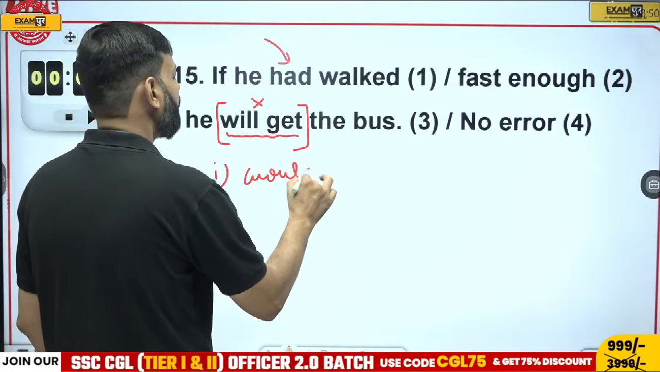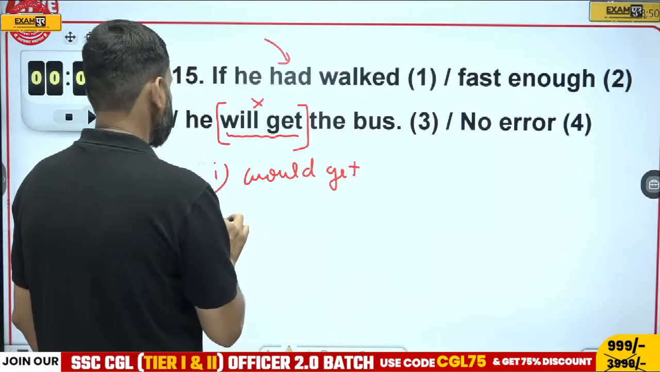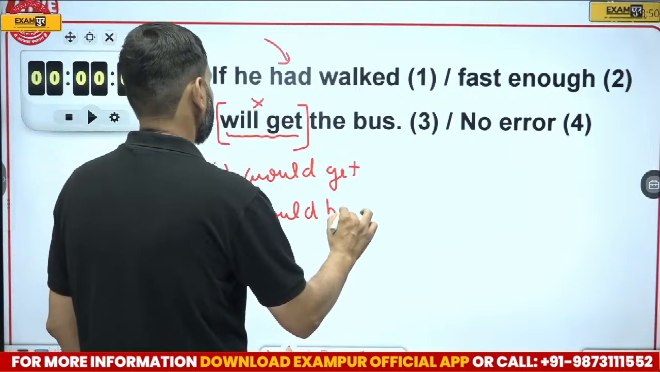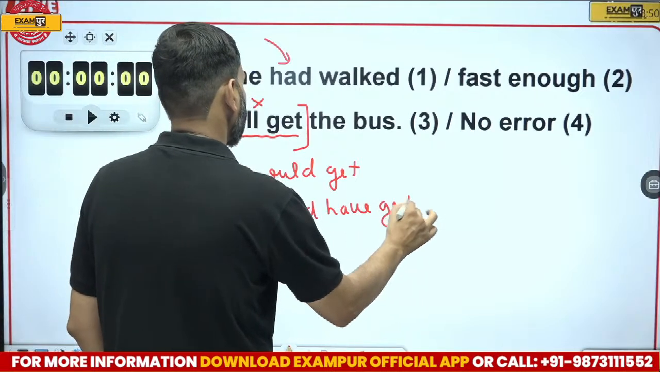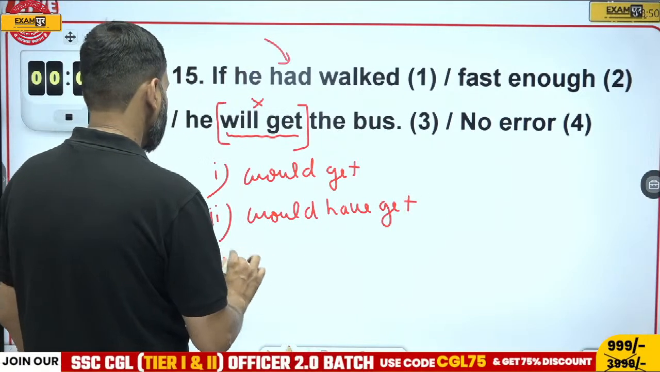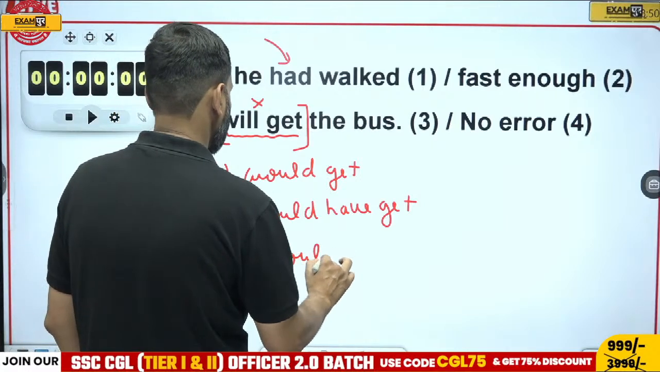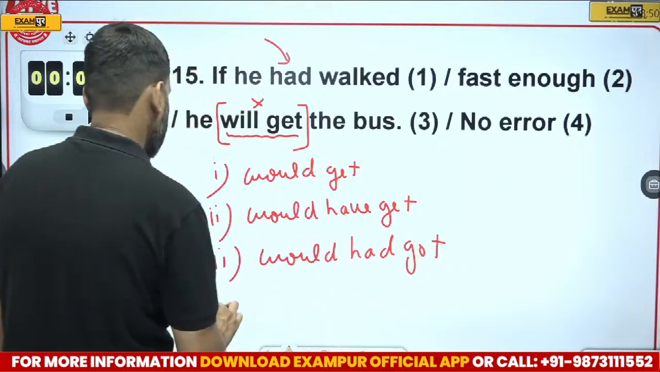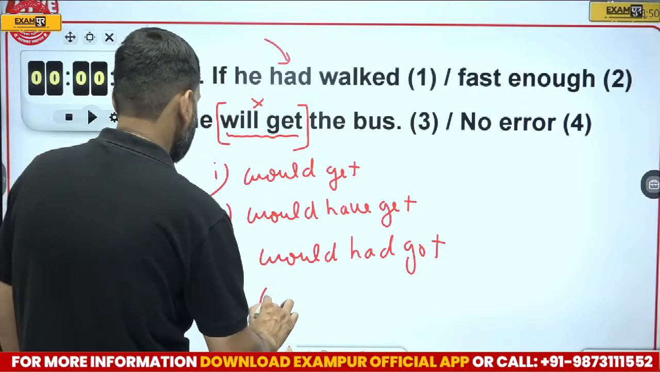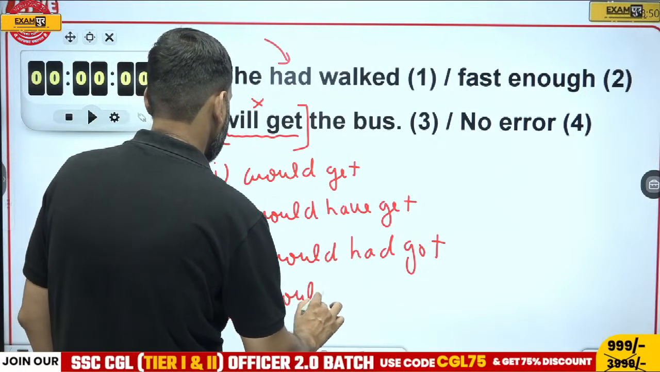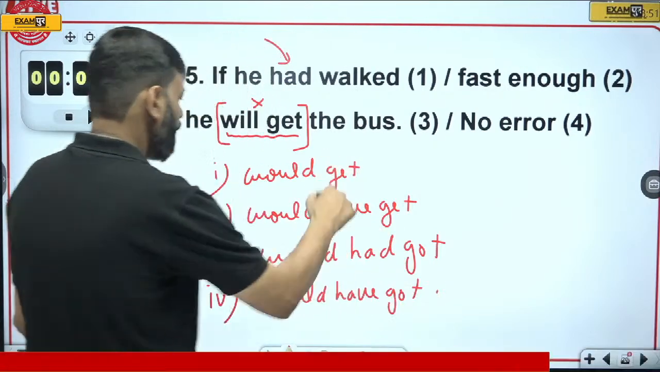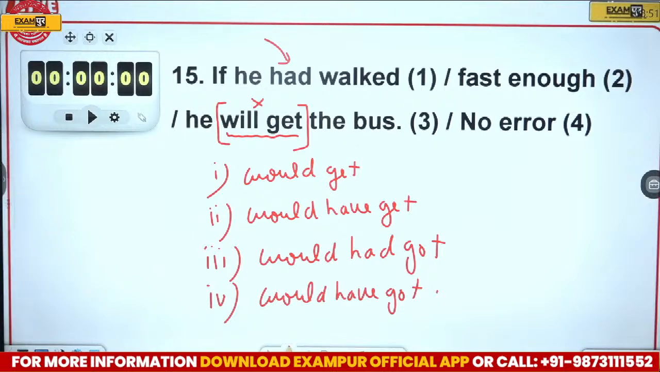First improvement is would get. Second improvement is would have get. Third improvement is would had got. And fourth improvement is would have got. Which should be the right answer?